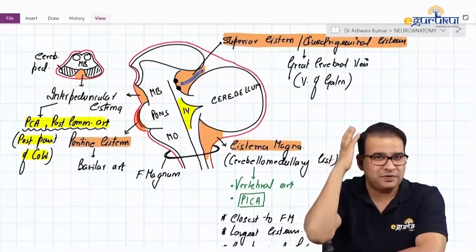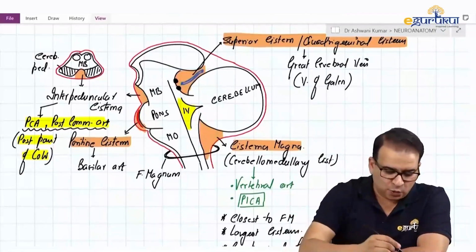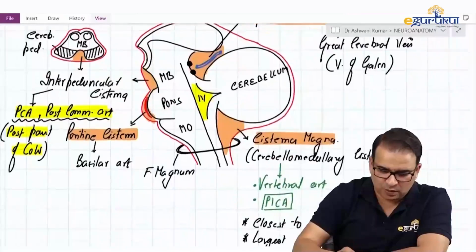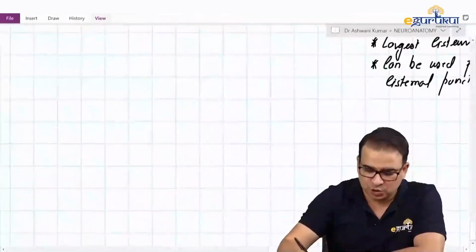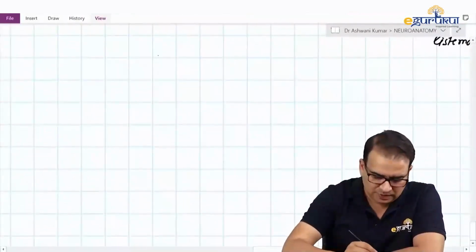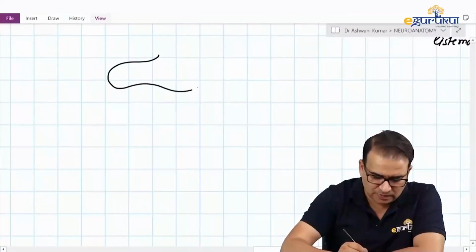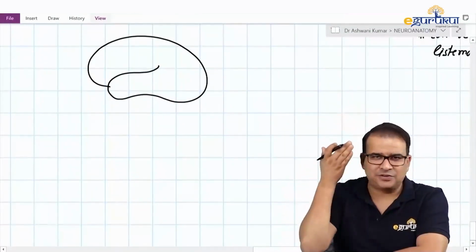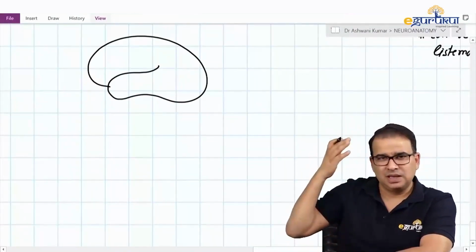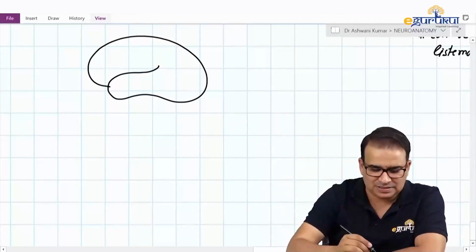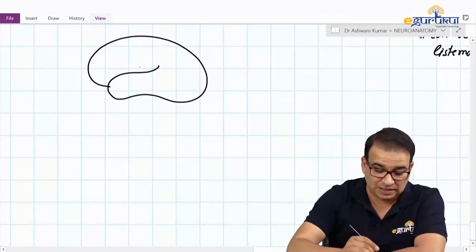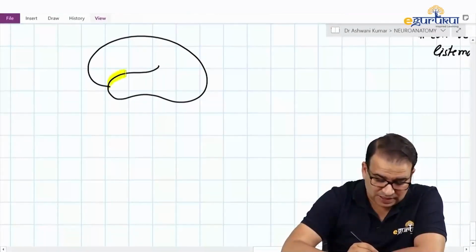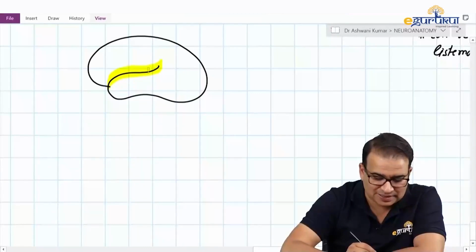But we said there is one more major cistern that you should know about, and that is present on the superior lateral surface of the brain. When you see the superior lateral surface of the brain, there are two major sulci that you should know at this point of time. One is the central sulcus, which I'm not drawing for now. And the sulcus you're looking at right now, guys, is called the Sylvian sulcus, or lateral sulcus, you can say.